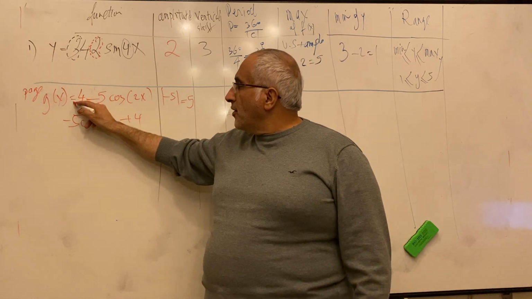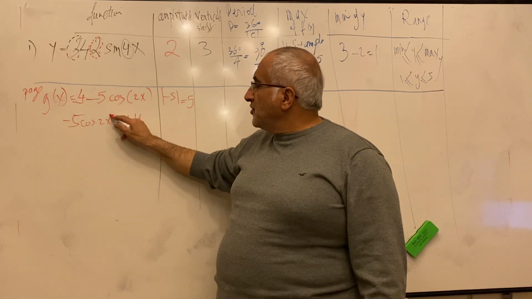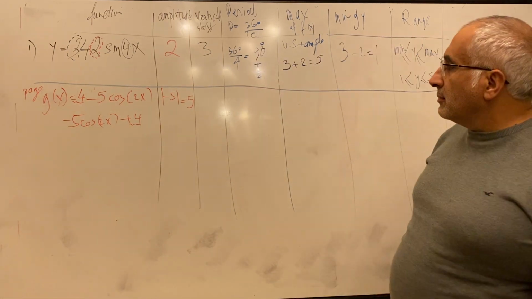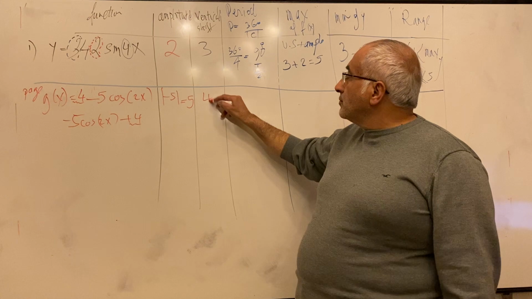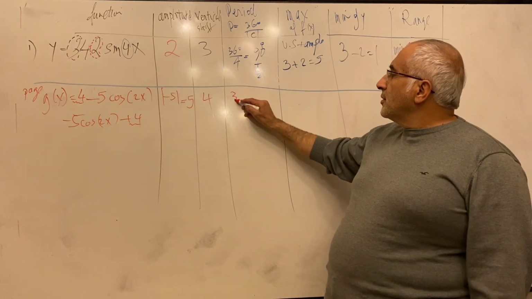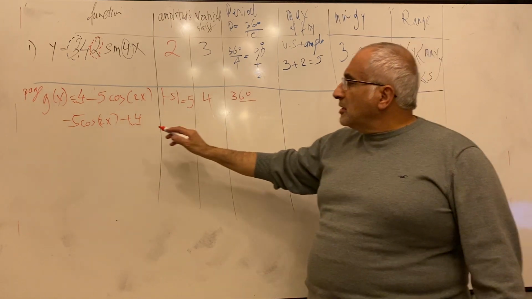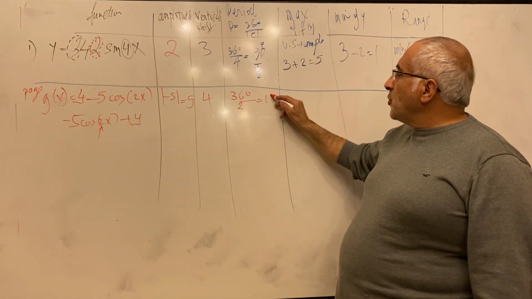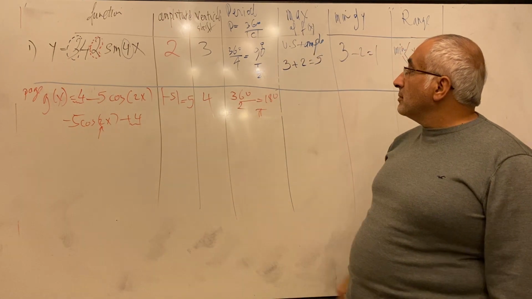You can put the 4 at the beginning, you can put it at the back, but this has nothing to do with the angle. So don't get mixed up. It's okay, the same thing. All right, so it's 4. What is my period? 360 over the number multiplied by the x, or the theta, which is 2. So the period in this case is 180. You could say it's pi radians.